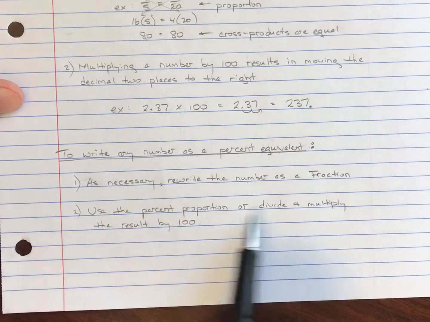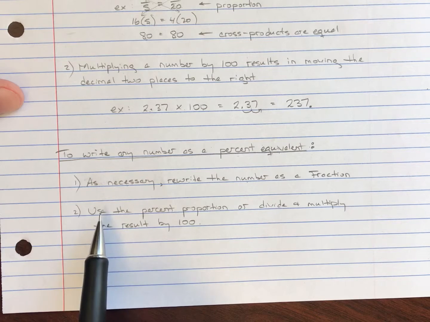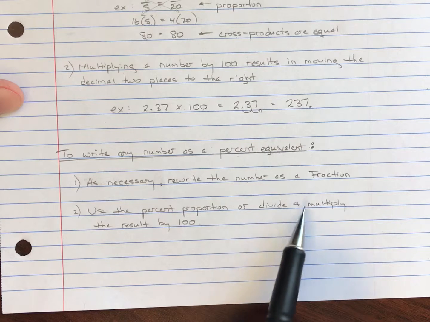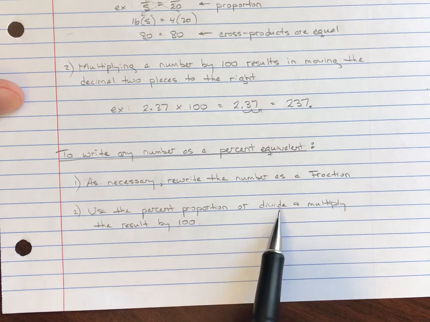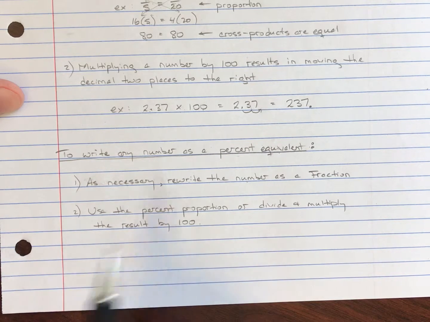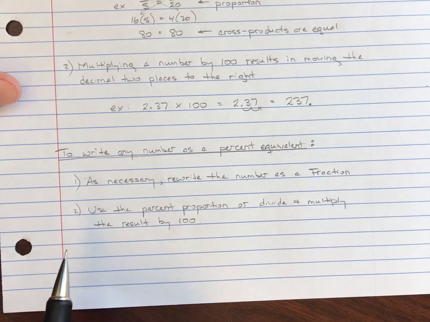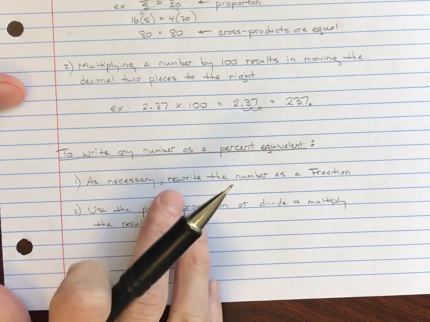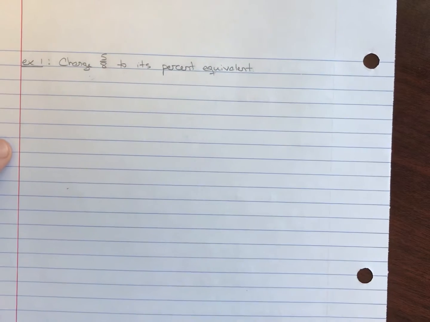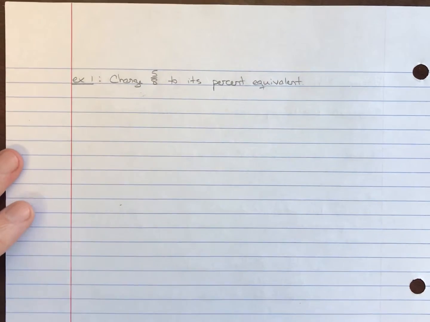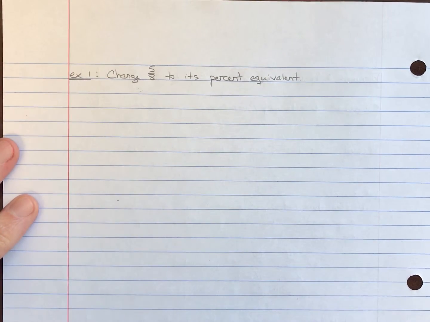And then number two, you have two ways you can do this. You either use the percent proportion, which we'll take a look at, or you divide and multiply the result. You divide numerator divided by denominator, and then you multiply the result by 100. And we'll do the example in that way as well. So this is what we're going to use to change a number into its equivalent percent. I think I've got 6 examples to see some variation in what this is all about.